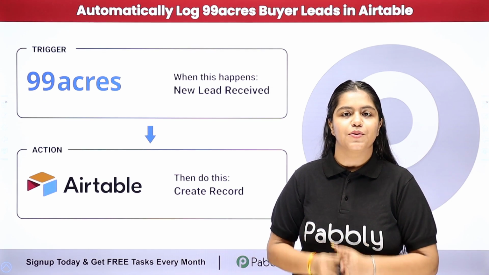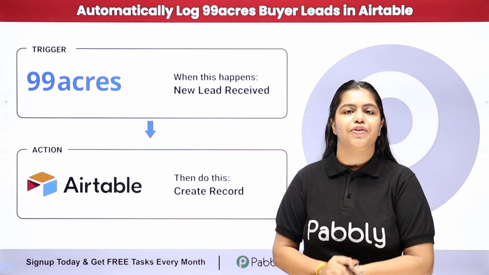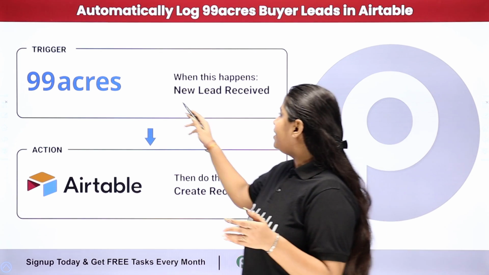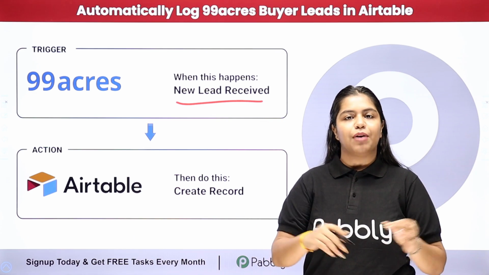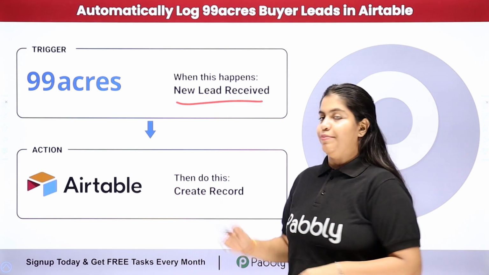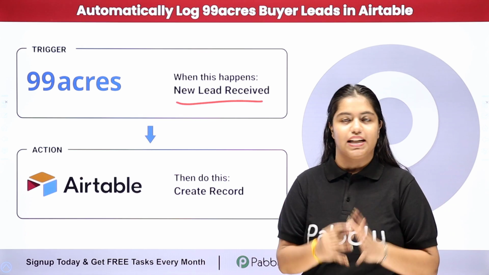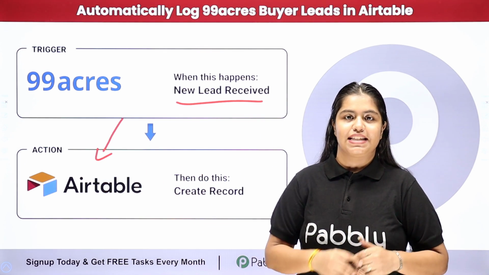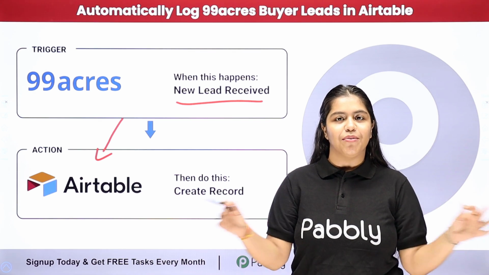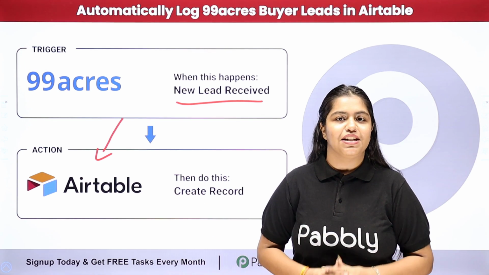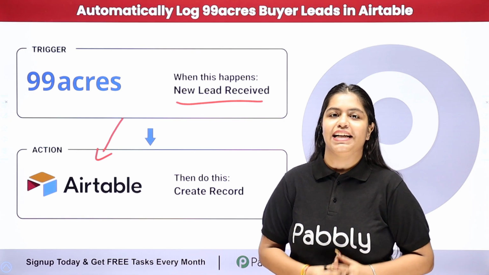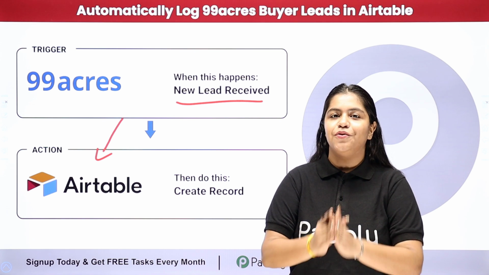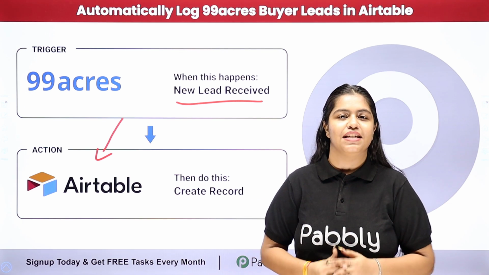So like you, I also use 99 acres to get more leads for my real estate agency. And now what I want is that as soon as we receive a new lead from 99 acres, I want to add the lead details into my Airtable. So to do this, we are simply going to create a connection between 99 acres and Airtable, and we are going to create this connection without knowing any programming or coding language using an amazing automation software which is Pabbly Connect. So if you also want to create this amazing automation for your own business, then for that you have to come with me towards my screen.